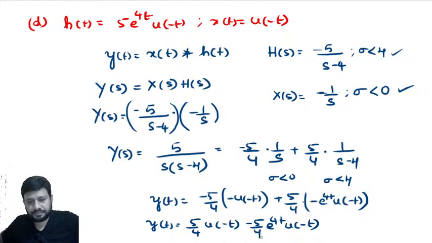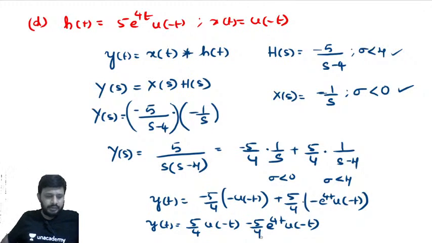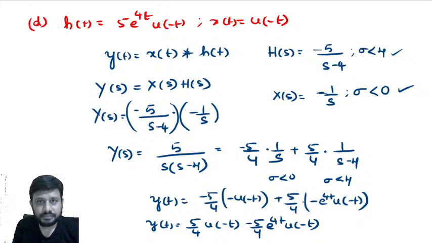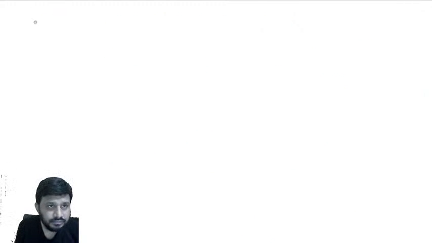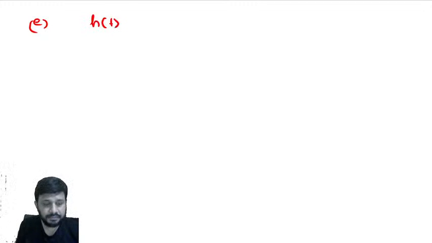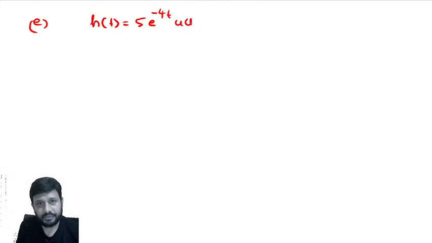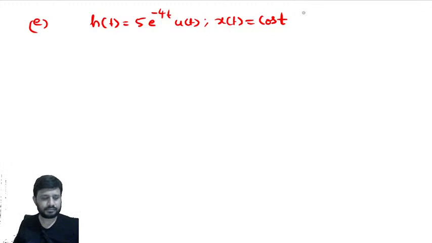Okay. Now h of t is equal to, this is very important, 5 e power minus 4t u of t, whereas x of t is cos t.